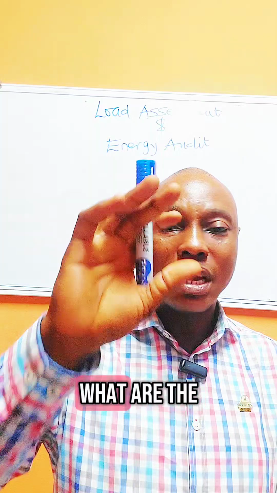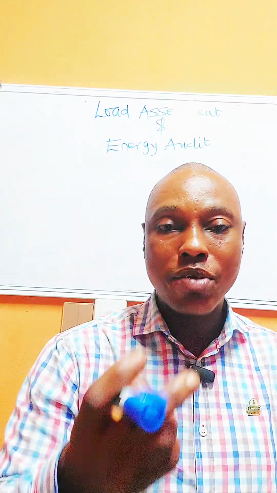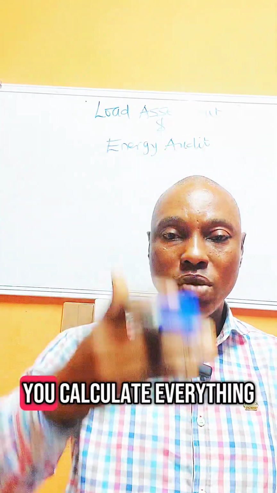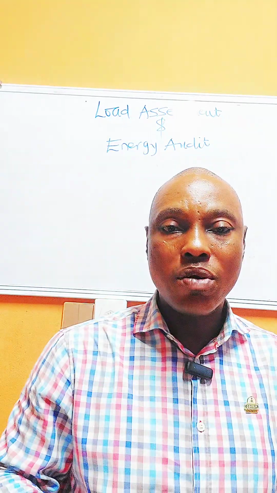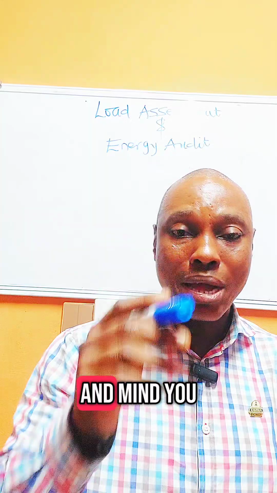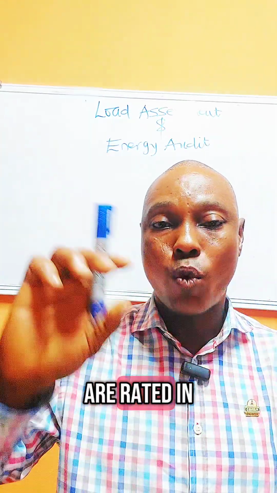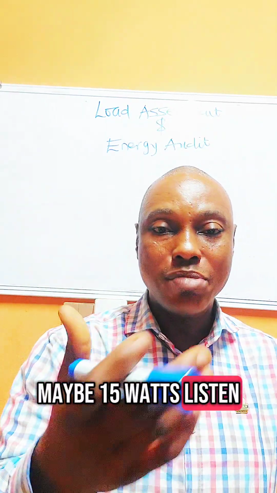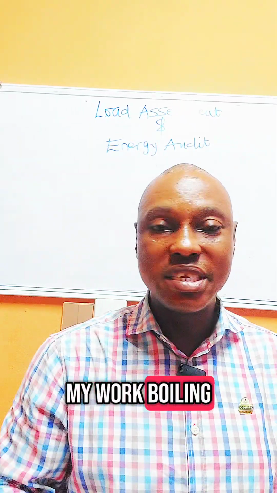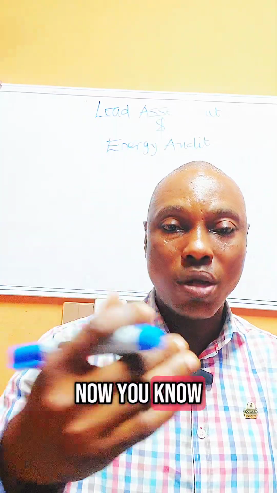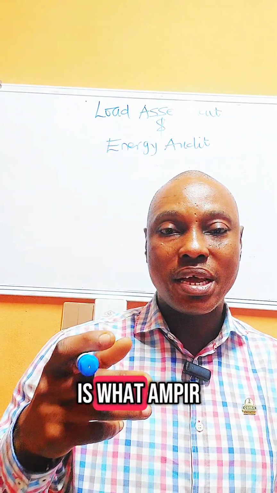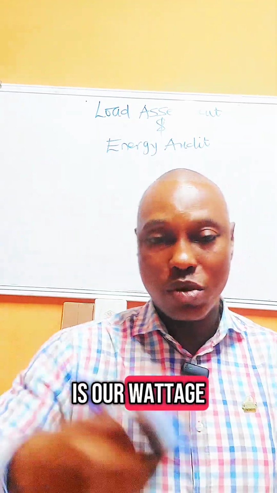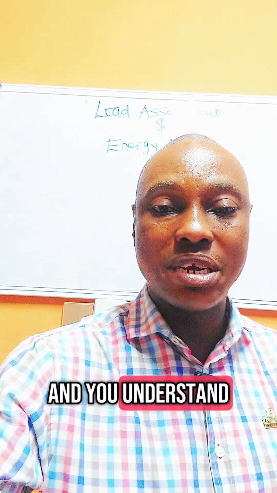Look at your house. What are the appliances you have, like the TV, microwave, radio, whatever? You calculate everything together and add them. That will give you the total kilowatts of what you are using. And mind you, all our equipment is rated in watts. If you see a fan, maybe 15 watts; I remember a boiling ring, they say it's 1000 watts. Wattage is ampere times voltage, meaning current and voltage. But let us go into the calculations and you will understand what I'm trying to say.